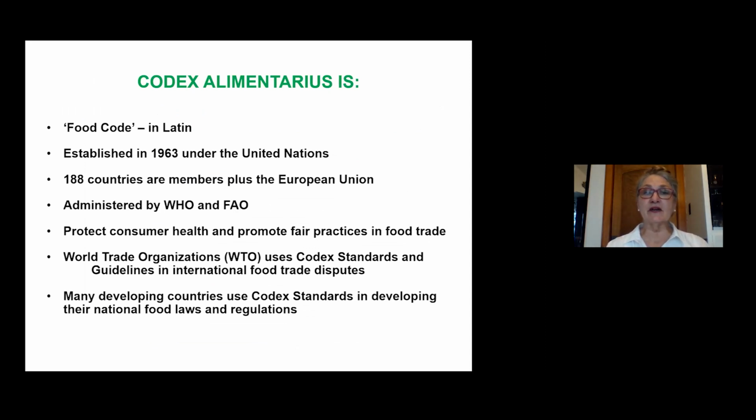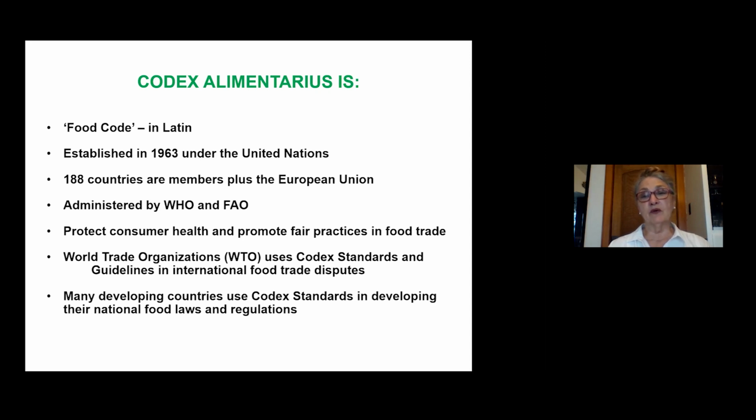So Codex Alimentarius is food code in Latin. It was established in 1963 under the United Nations, and we now have 188 countries, plus the European Union, which is quite a few extra countries. It's administered by the WHO and the FAO, and it's there to protect consumer health and to promote fair practices in food trade. This is very important for some of the smaller countries that are trying to do food trade, that they have someone in there who's actually looking at how to keep the trade fair.